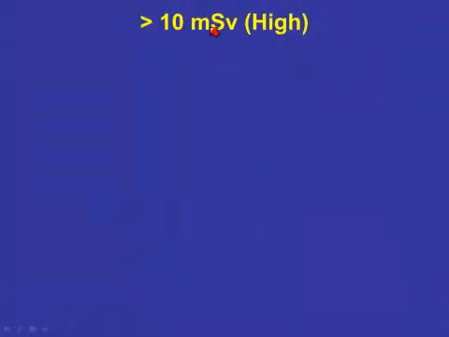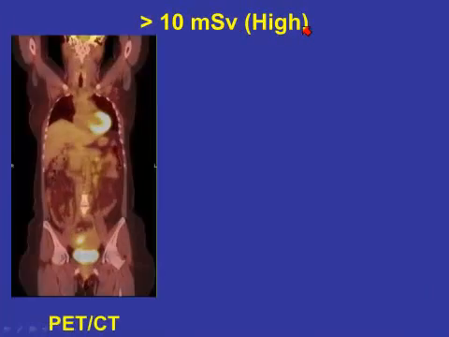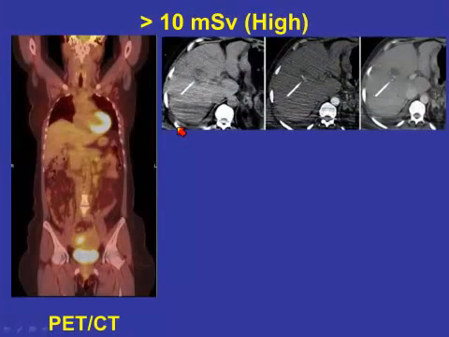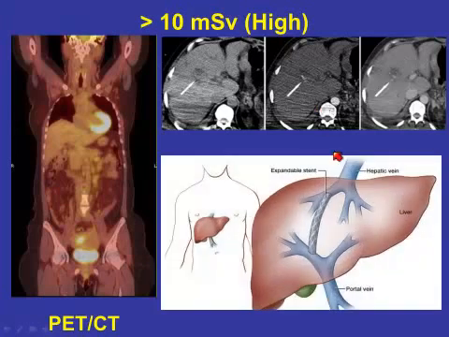And my final category is anything above 10 millisieverts. I would categorize as high. For example, a PET CT, a rather involved chest, abdomen, pelvic CT scan that has several phases, that would certainly fall into the high category. Here's an example of an IR procedure, a TIPS, and that would certainly fall into the high dose category. A TIPS procedure might be 30 to 50 millisieverts.